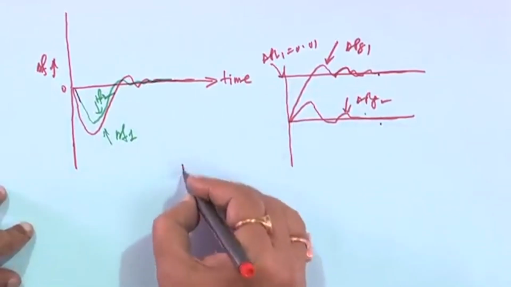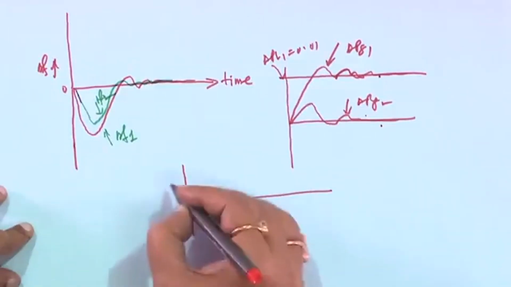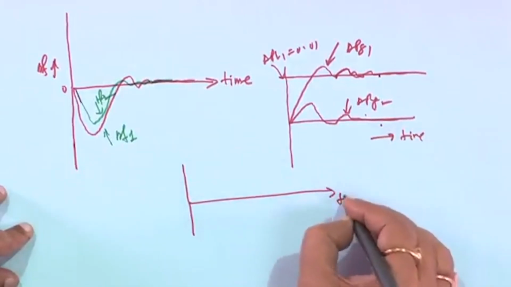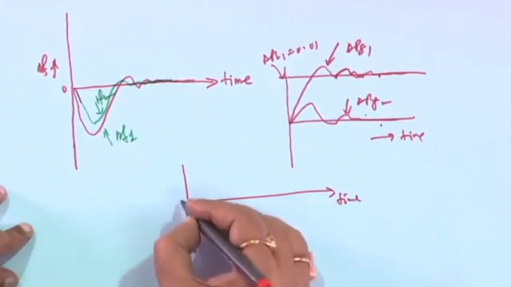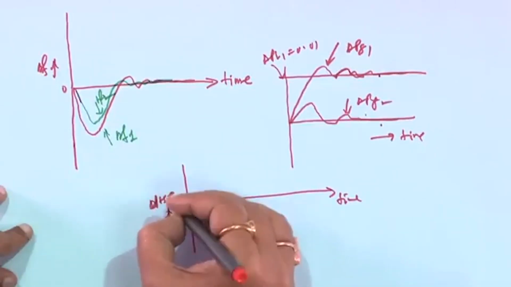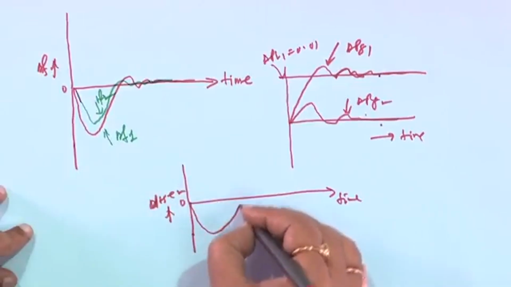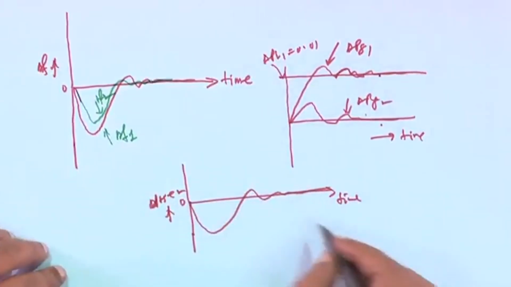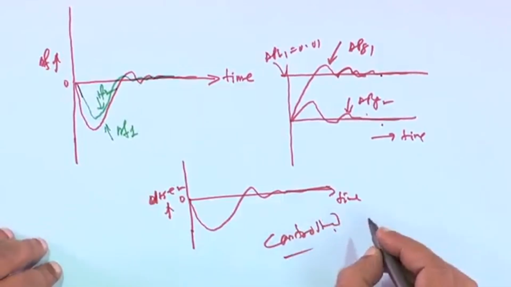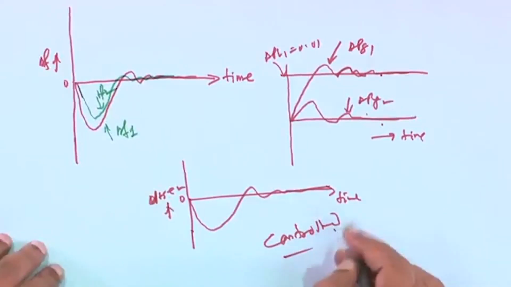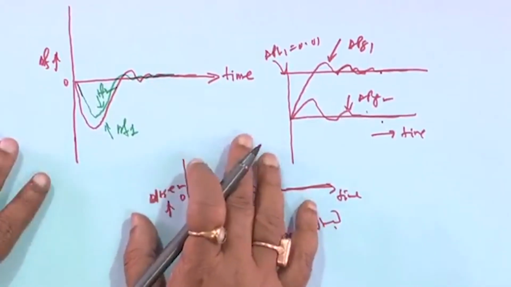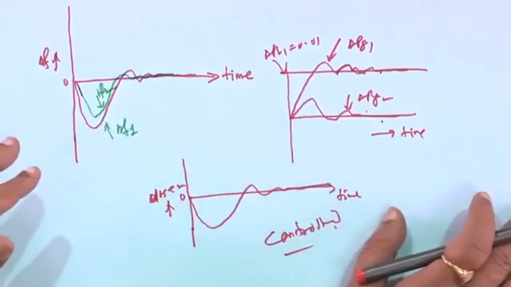And tie power also, this is time, ΔPtie12. If you plot it, it will be like this, and finally settle to 0. All these things are in control mode, that means integral control action is there. With this, the conventional part is all over.